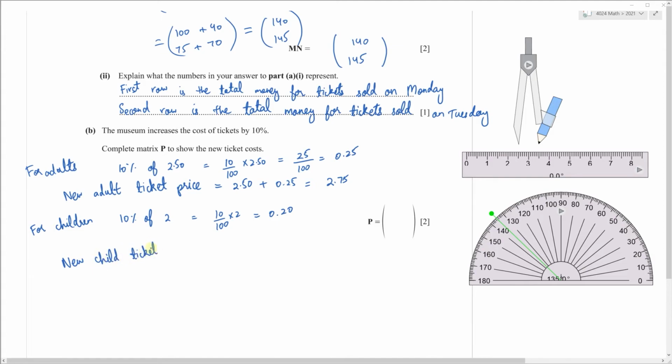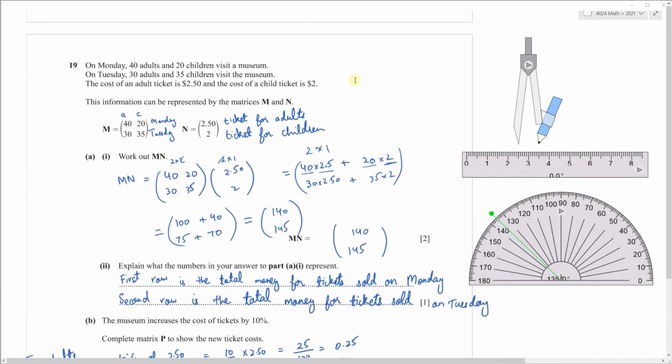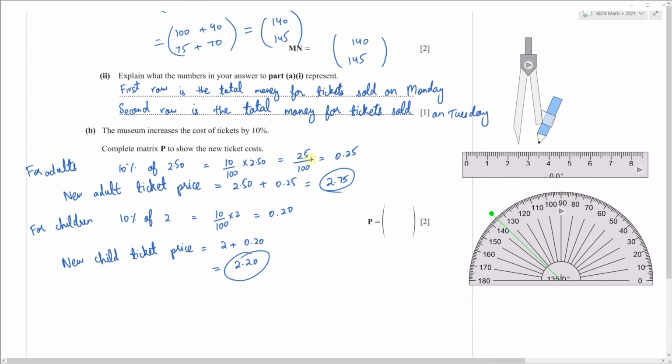So the new child ticket price would be the original price, which was $2, plus the 10% increase, which is 0.20. So this is $2.20. So now you can write these two values. The first row is the ticket for adults, which is 2.75, and the second row is the ticket price for children, which is 2.20. So this will be your new matrix P.